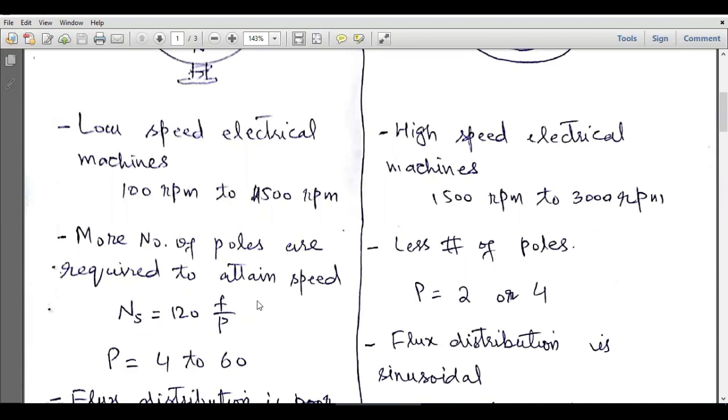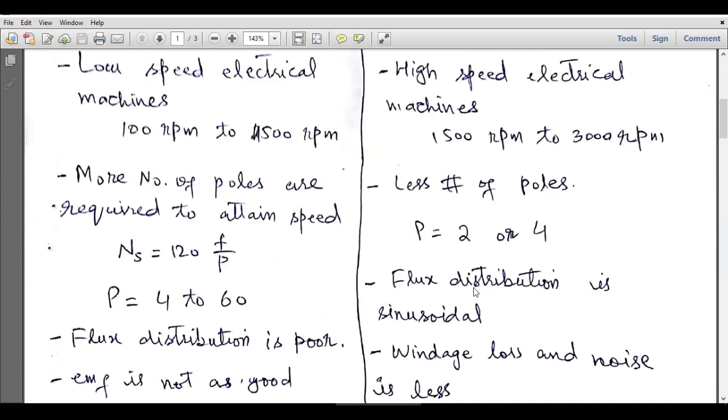In a salient pole rotor, there are more poles, and since we have to keep the speed small, more poles are designed to keep the speed small. So synchronous speed is small when we have a large number of poles. Poles vary from 4 to 60. Up to 60 poles can be designed for a salient pole synchronous machine. But in a cylindrical rotor type synchronous machine, the number of poles can be either 2 or 4.